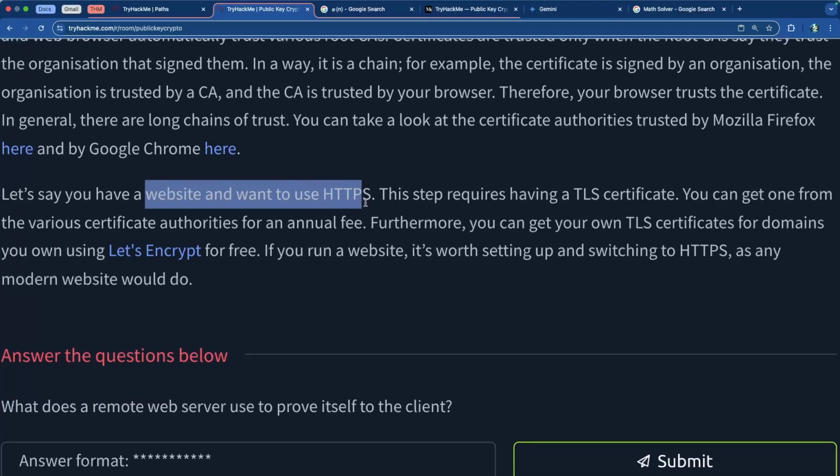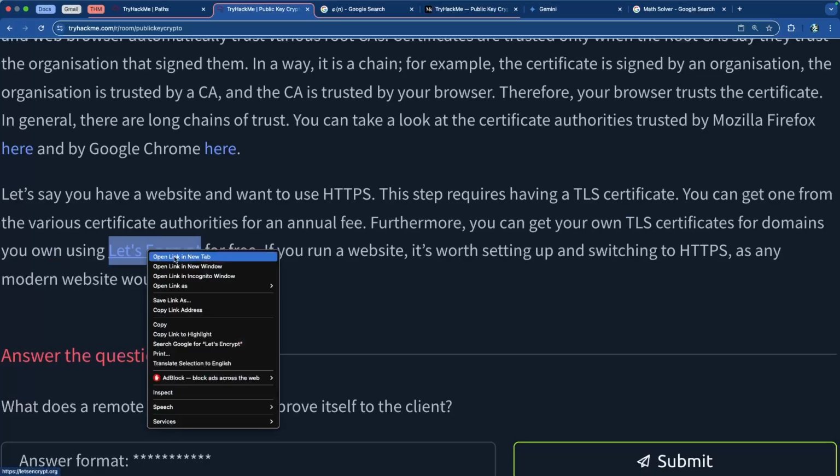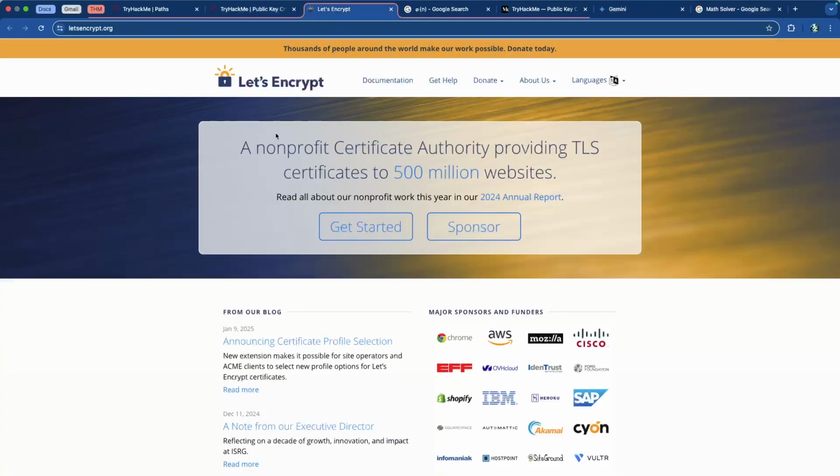So let's say you have a website and they want to use HTTPS. This step requires having a TLS certificate. You can get one from the various certificate authorities for an annual fee. Furthermore, you can get your own TLS certificate for domains using Let's Encrypt for free, which is a pretty powerful resource actually, and we've done this.